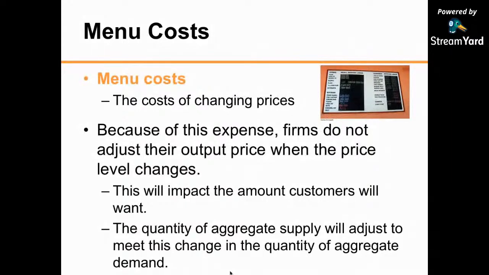Now, if the price level falls, but again, the firm doesn't want to change their output price because of menu costs, buying from that firm is now going to feel relatively more expensive. Consumers are going to want to buy less, and in the short run, the quantity of aggregate supply will fall because fewer people want to buy the product.